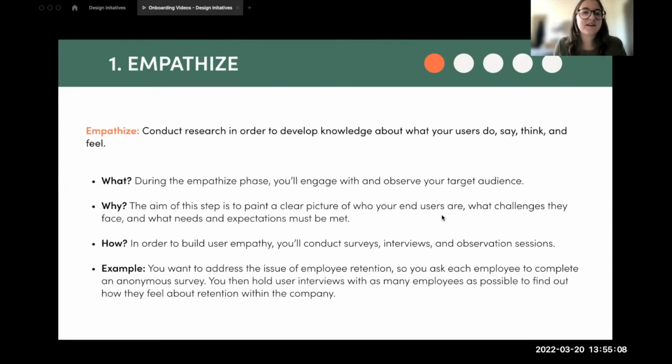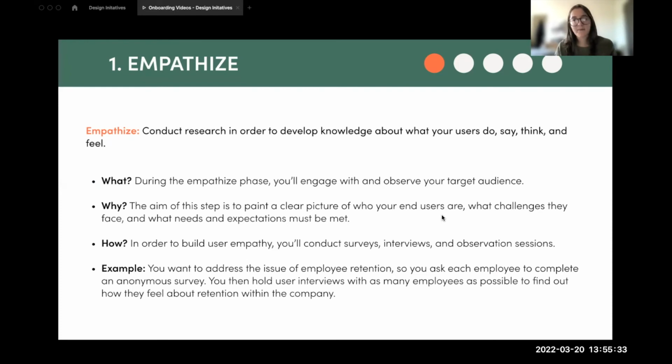During the empathize phase, you'll be conducting research in order to develop knowledge about what your users do, say, think, and feel. During the empathize phase, you'll engage with and observe your target audience. And the aim of this step is to paint a clear picture of who your end users are, what challenges they face, and the needs and expectations that must be met. So in order to build user empathy, you'll conduct surveys, interviews, and observation sessions.